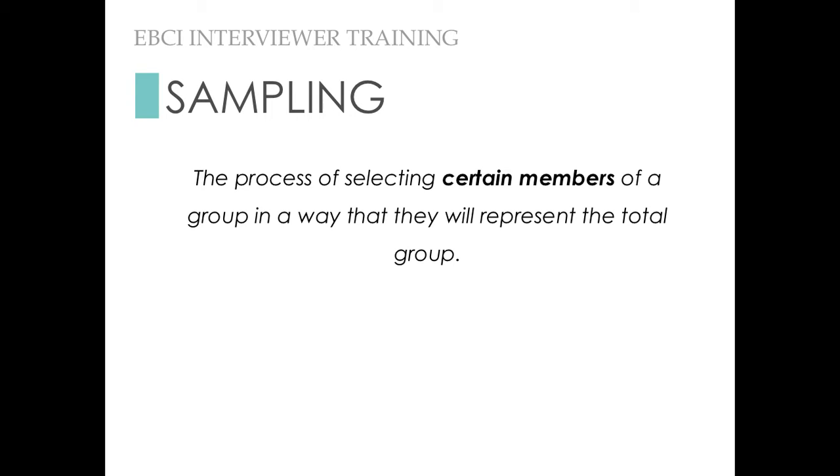Sampling is the process of selecting certain members of a group in a way that they'll represent the total group. So the thinking is that if we pick 500 people at random, we can then project from these 500 people to the 5,000 or so adults living on the koala boundary.